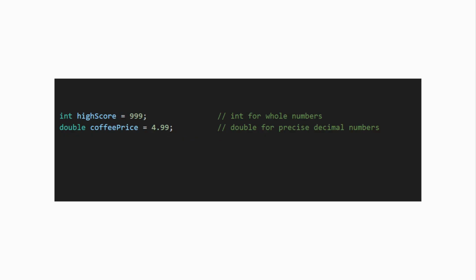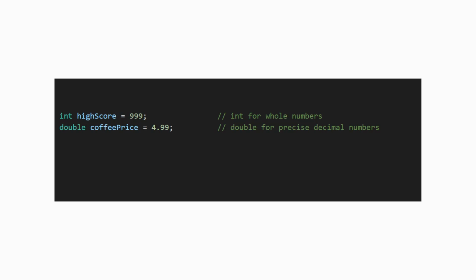Java has several common data types, each designed to hold a specific kind of information. Let's go over some of the most useful ones. First, we have the primitive types. These are basic data types that hold simple values directly.